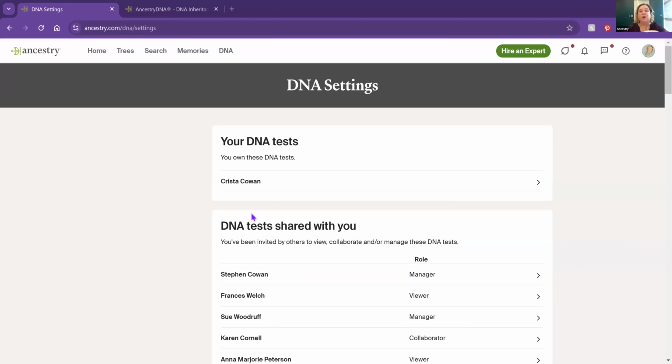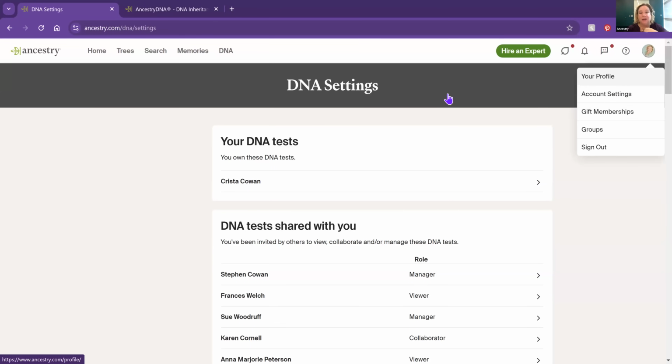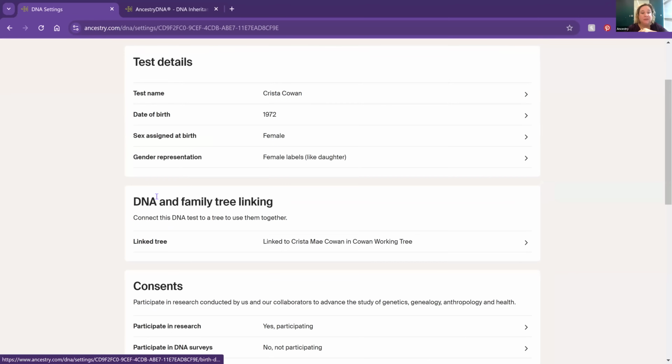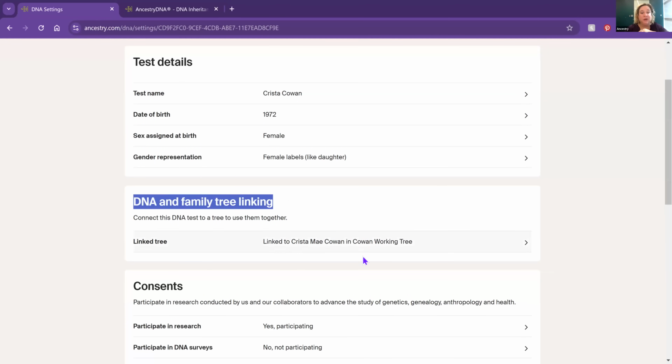Okay, so when you go into your account settings and you click on the DNA section, this is what you're going to see. Your test is going to be right here at the top. Any tests that have been shared with you are going to be down here at the bottom. I'm going to click on my own name, and right here under DNA and family tree linking, this is where you're going to see exactly who that test is linked to.